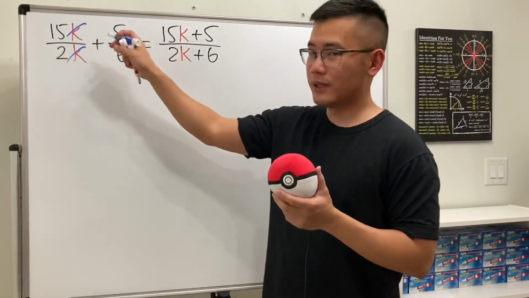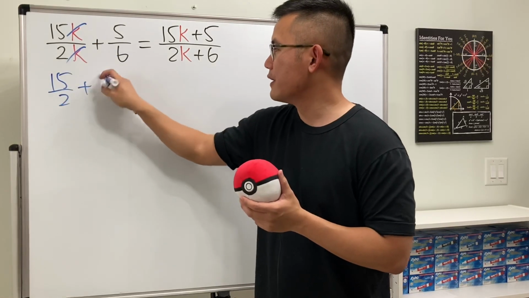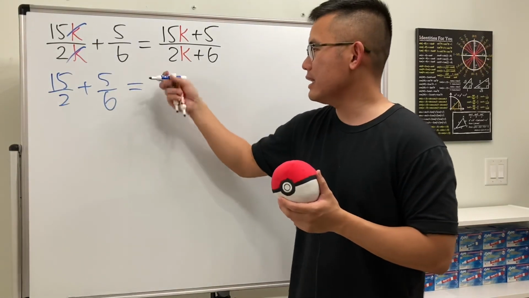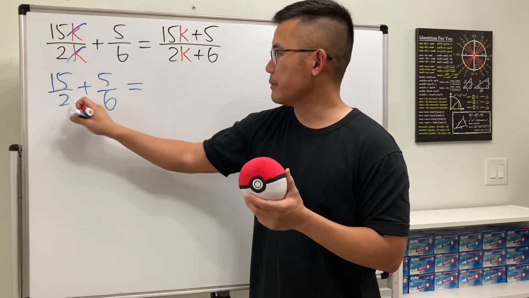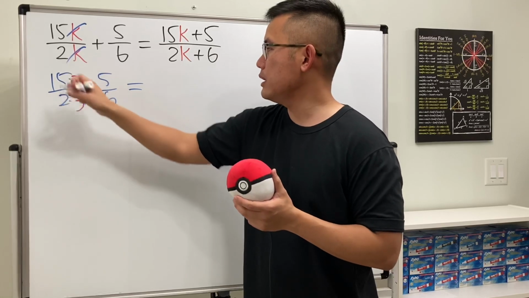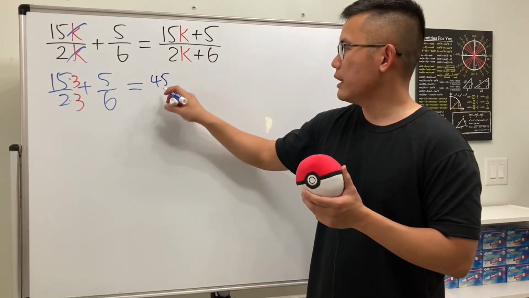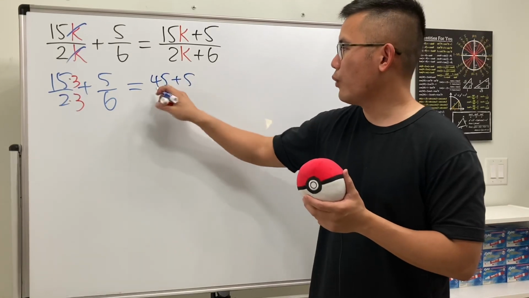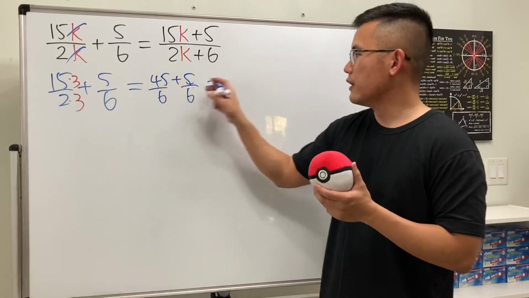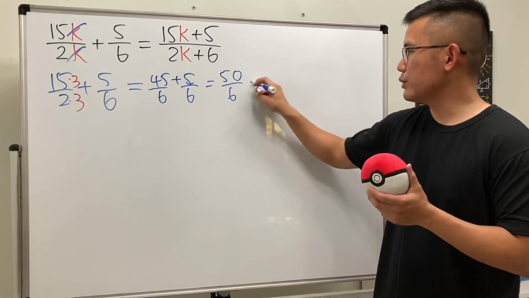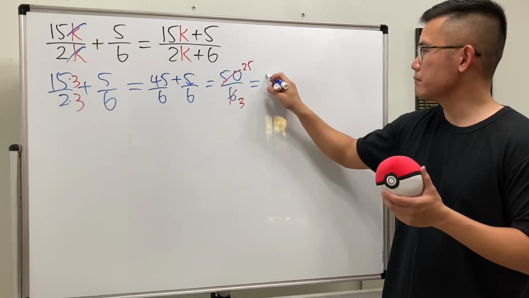So in fact, on the left-hand side, we can just go ahead and work out 15 over 2 plus 5 over 6. And let's just finish this right here. So let's go ahead and get the common denominator. Let's multiply this by 3 and 3, like this. And that will give us 45, and then plus 5 over 6. Yeah? So altogether, this is 50 over 6, and then reduce that by 2. We get 25 over 3.